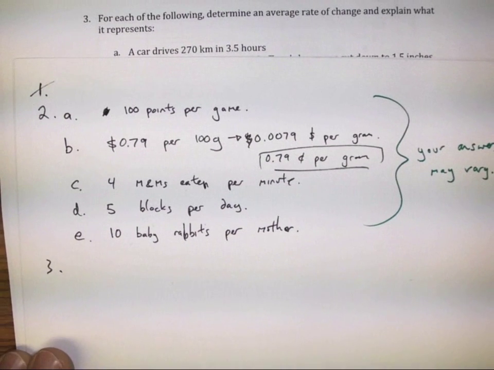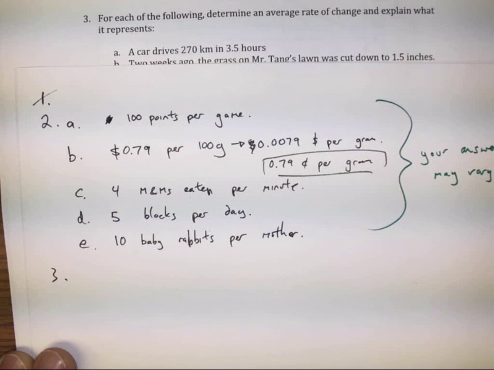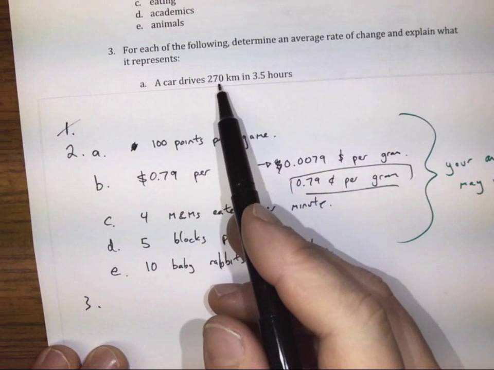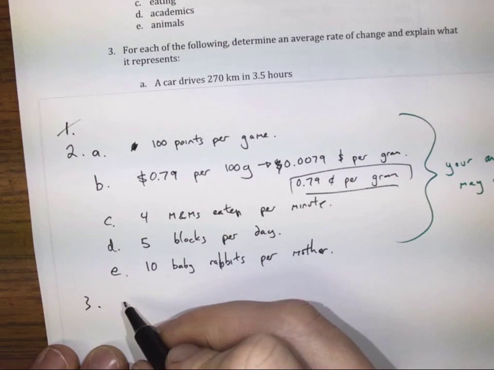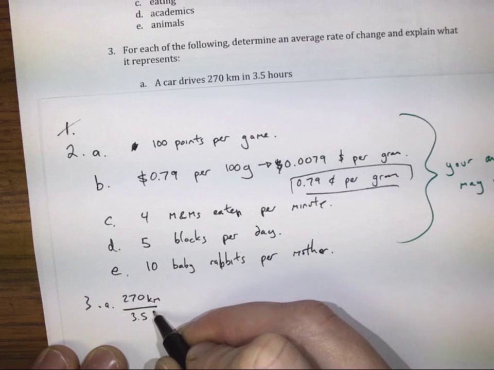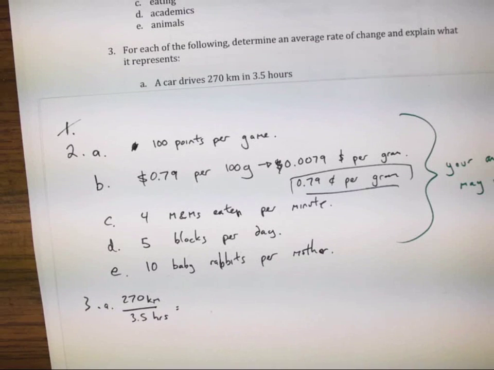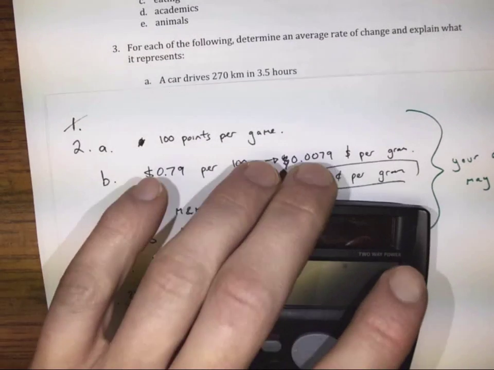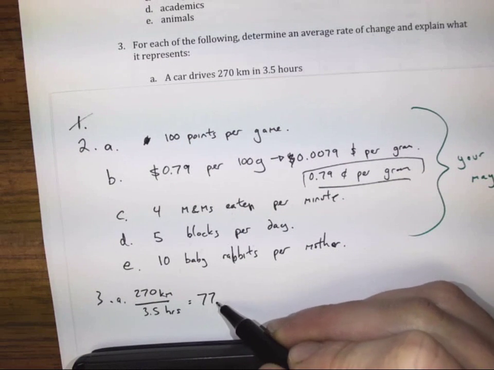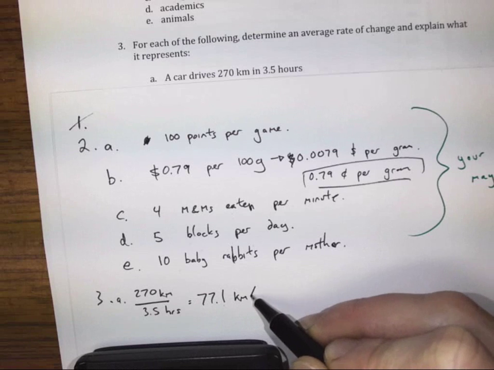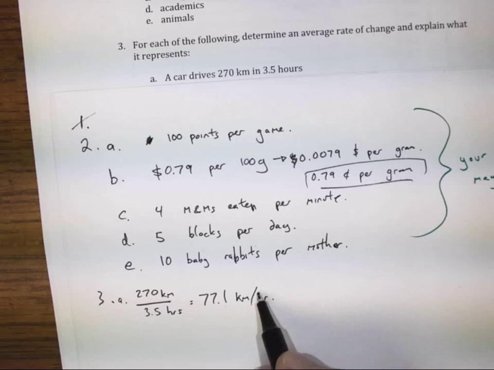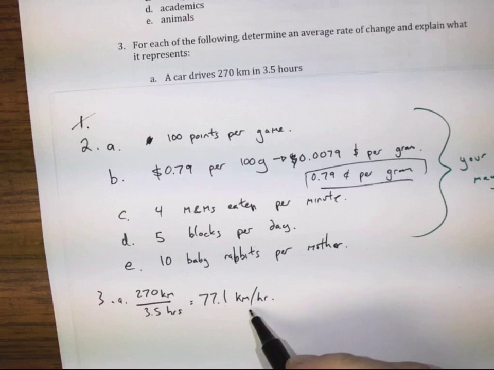Question 3. For each of the following, we're going to find an average rate and explain what it represents. A car drives 270 kilometers in 3.5 hours. So that's 270 kilometers over 3.5 hours, and that equals 270 divided by 3.5, which is 77.1 kilometers per hour. You can write per, or you can express per as a slash here, and they mean the same thing. This is just an abbreviated way of saying per.